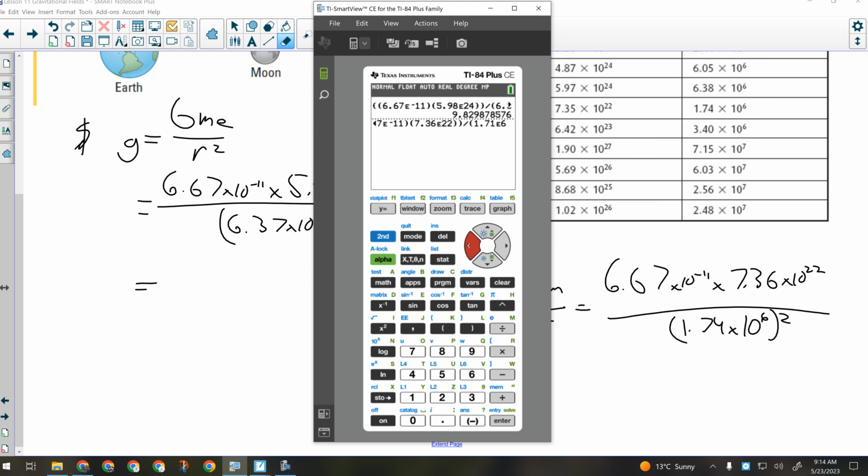Oh, 7.4. Okay, that number's pretty much dead on: 1.6 meters per second squared for the acceleration due to gravity on the moon, or 1.76 newtons per kilogram, also accepted.